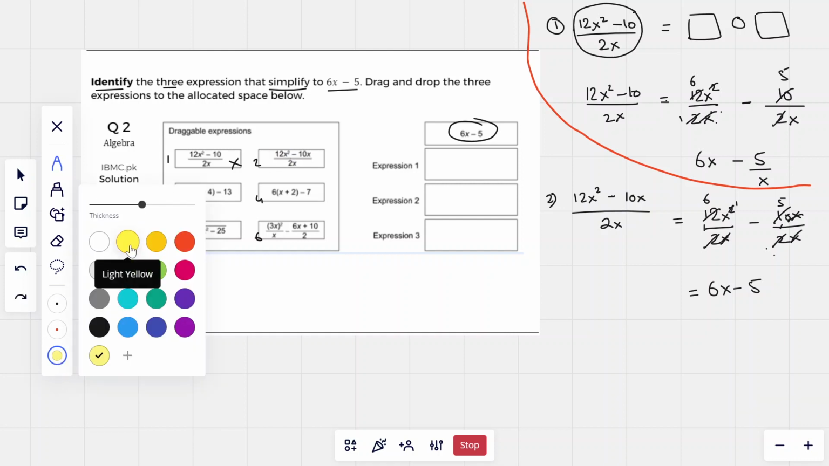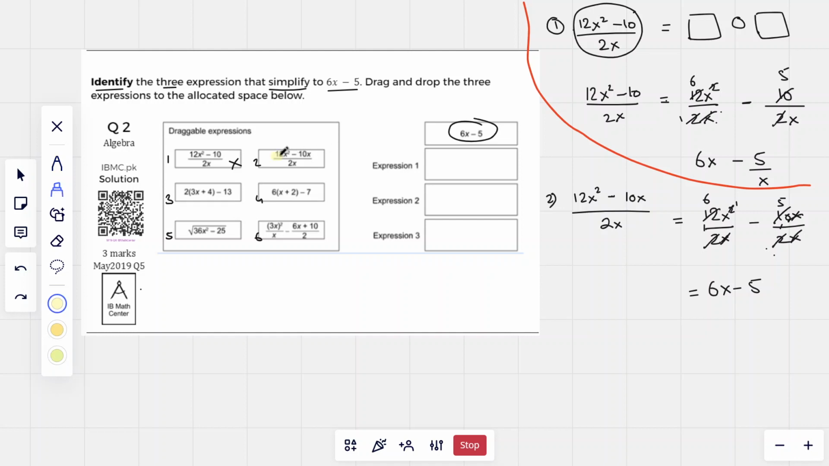Oops, need a highlighter. This is the first correct answer. Let's just pen it down here because we've gotten our first correct answer. This is 12x squared minus 10x divided by 2x. Let's carry on working and let's extend this to question number 3.